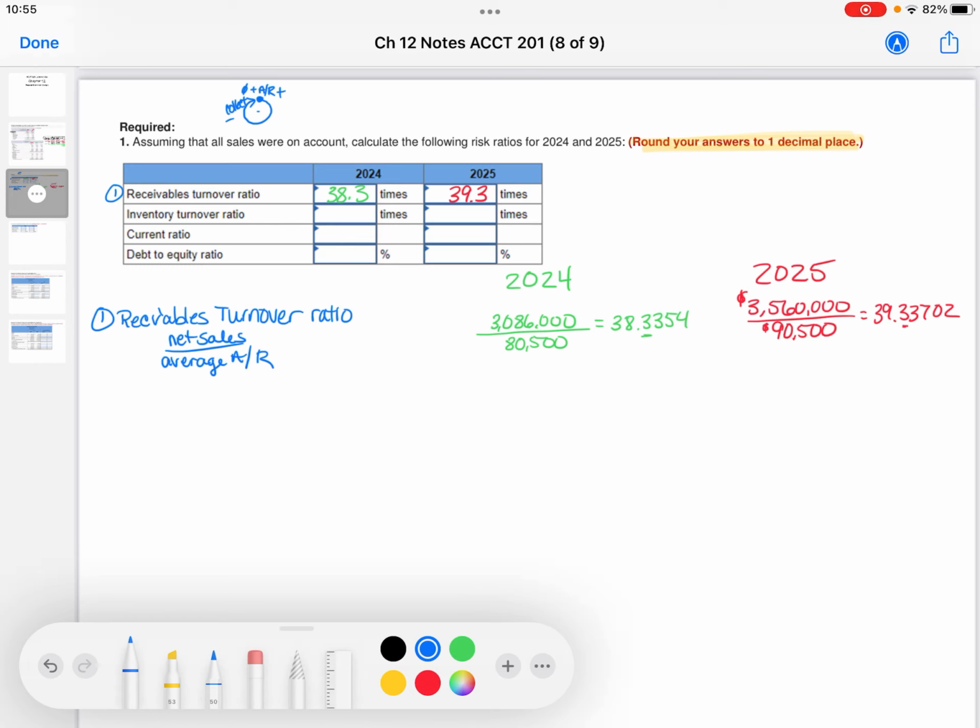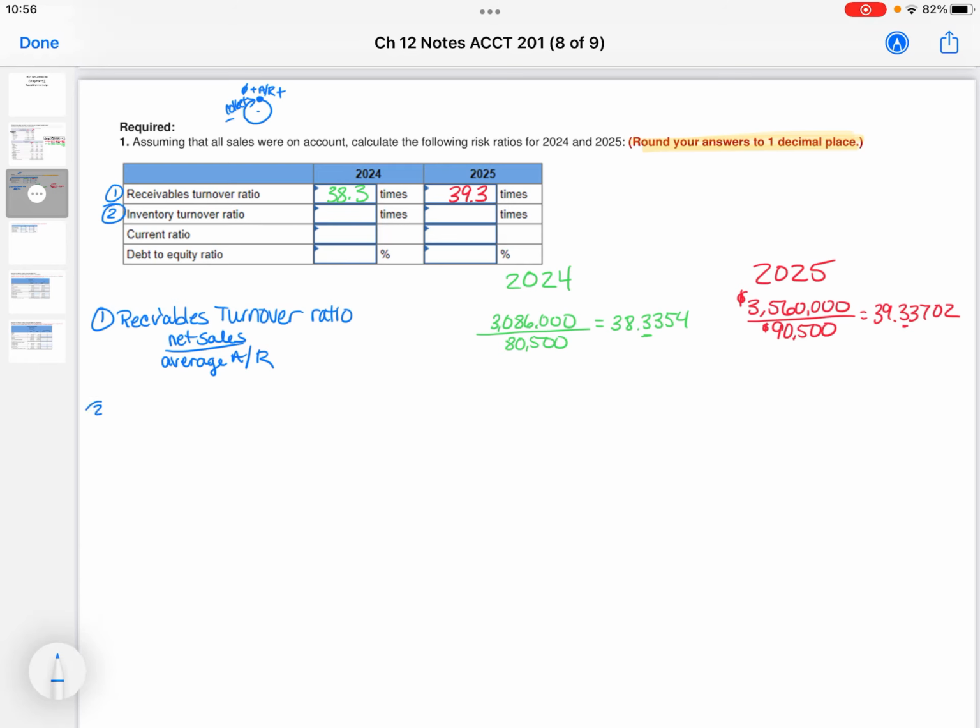All right, the next one we're going to do is our inventory turnover. So another asset that we're going to look at is inventory turnover. And inventory, the life cycle of inventory would be you purchase it and then you sell it, right? So the turnover for this one would be to take our net income and divide it. I'm sorry, not net income.